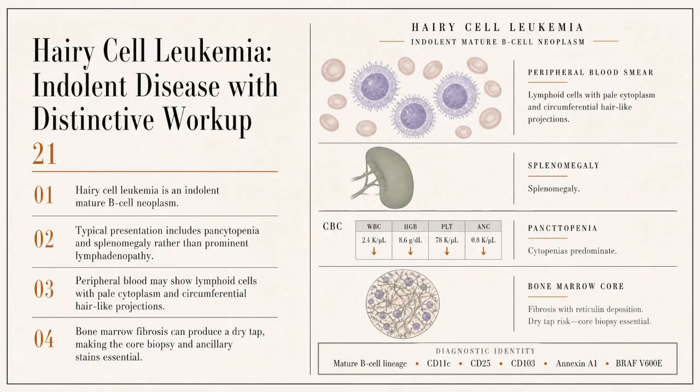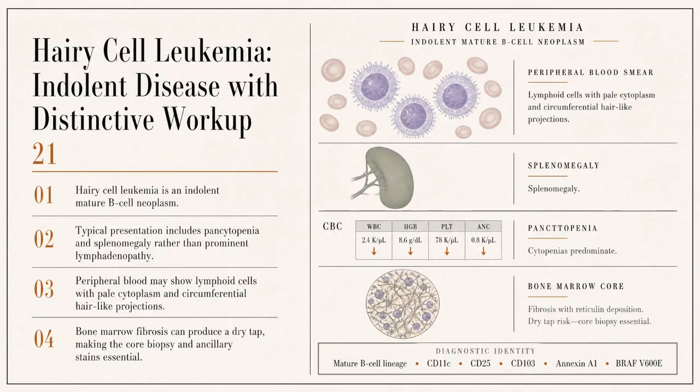Hairy cells express a distinctive panel of markers, including pan-B cell antigens such as CD19, CD20, and CD22, alongside more specific markers like CD11c, CD25, CD103, CD123, and annexin A1. Tartrate-resistant acid phosphatase, TRAP, positivity, historically significant, is now supplemented by flow cytometry and immunohistochemistry panels that provide rapid and reliable confirmation.